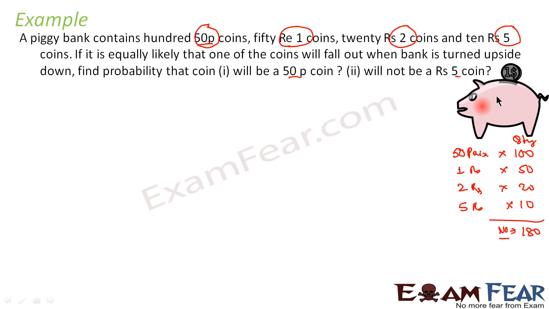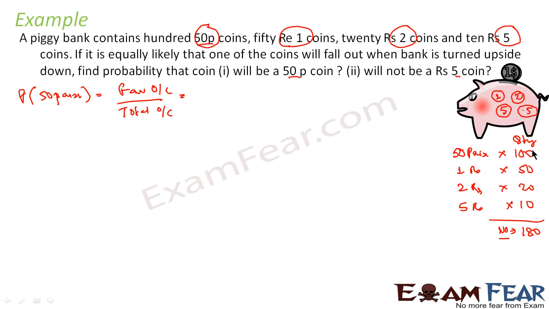The coins are 50 paisa, 1 rupee, 2 rupees and 5 rupees. So this is 1 rupee, this is 2 rupee, this is 5 rupee and this is 0.5 rupee, that is 50 paisa. There are 4 varieties of coin and 180 coins in total. Now we have to find the probability that it will be a 50 paisa coin. So probability of 50 paisa. Again same formula here: favorable outcome by total outcome.